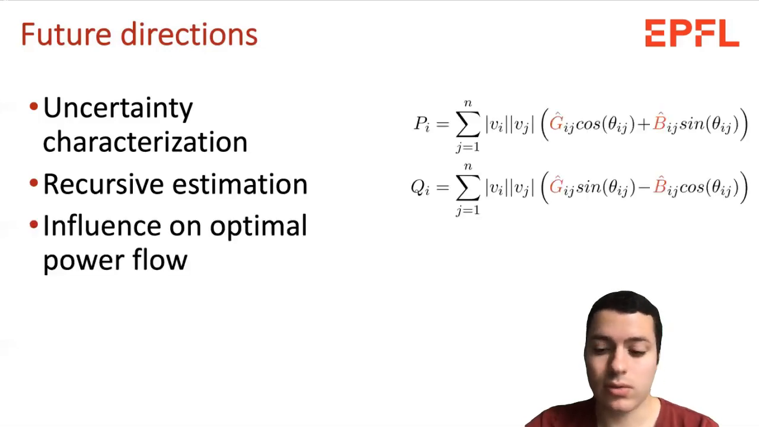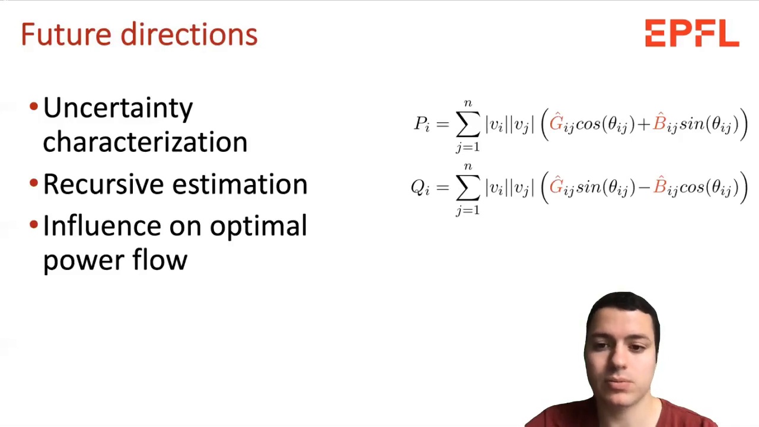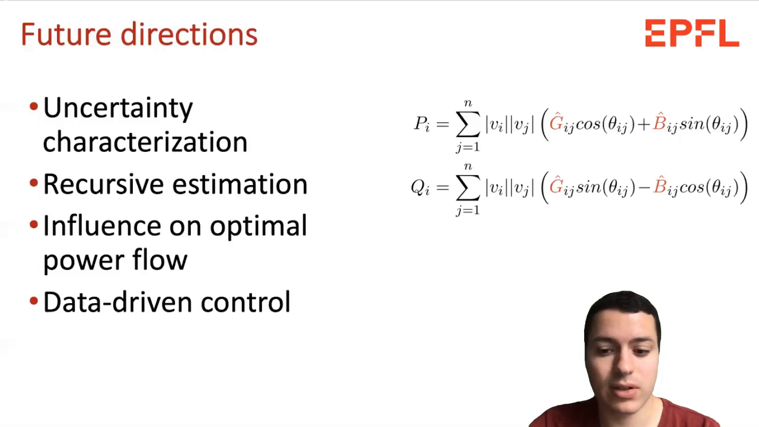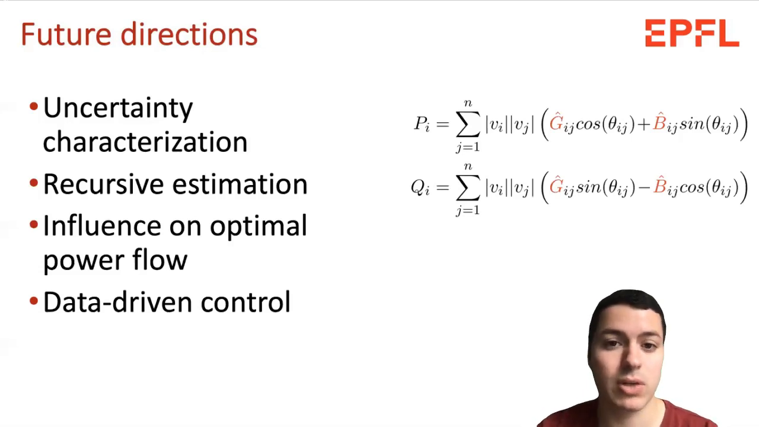There's also the influence on optimal power flow to study. So as I mentioned at the beginning, the power flow equations need those parameters, but they need the perfect parameters. So what is the influence of the uncertainty on the optimum of the power flows? And finally, how does all of this fit into data-driven control? So how do the measurement noise and the correlations of the signal influence the control performance?